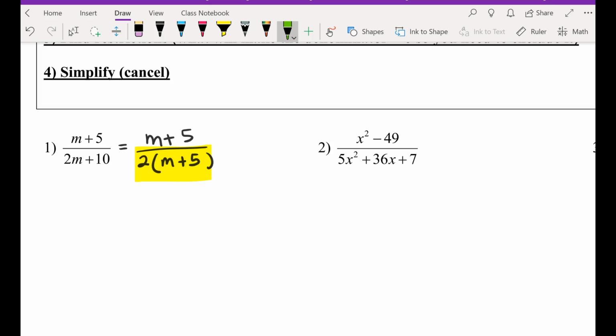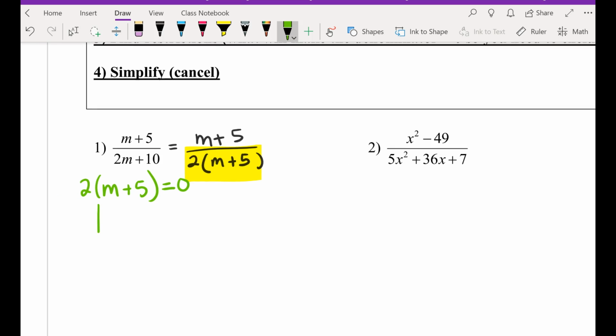If you have a fraction, can the denominator ever be 0? No. So what we're trying to find are the exclusions. What is it that I need to take out of my domain so that I have a fraction? Does that make sense? So take your denominator, which is 2 times (m + 5). You have to do this before you cancel. And you set it equal to 0.